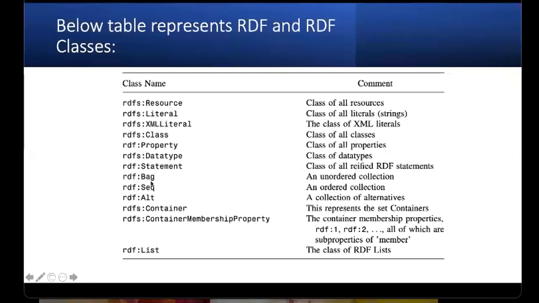rdf:Bag means an unordered collection. rdf:Seq means an ordered collection. Okay, that is the difference between Bag and Seq. rdf:Alt means a collection of alternatives. rdfs:Container represents a set of containers. rdfs:ContainerMembershipProperty is the container membership properties. rdf:List means an RDF list.